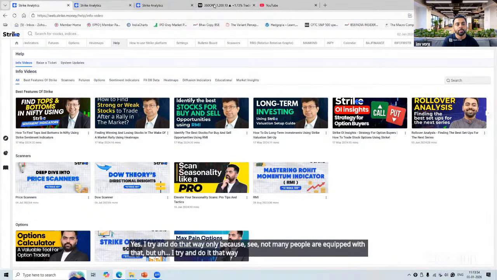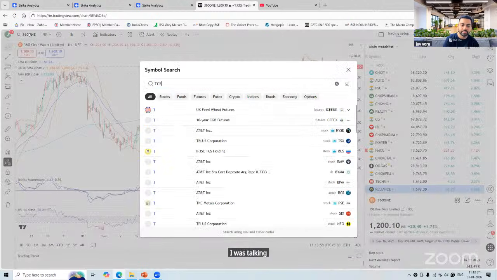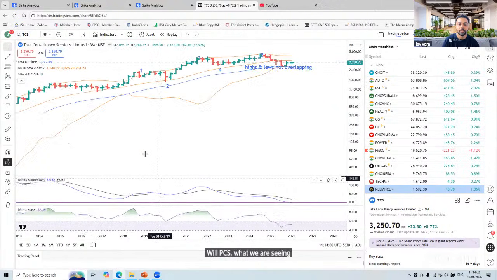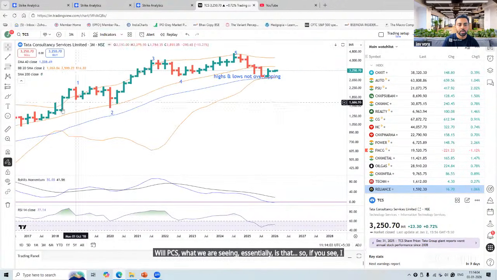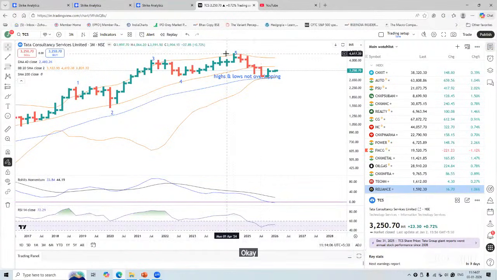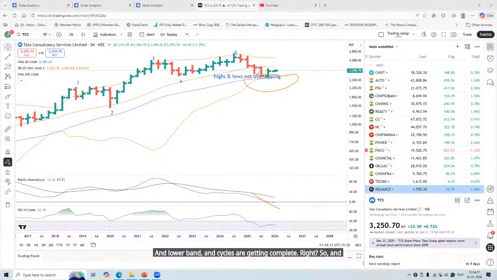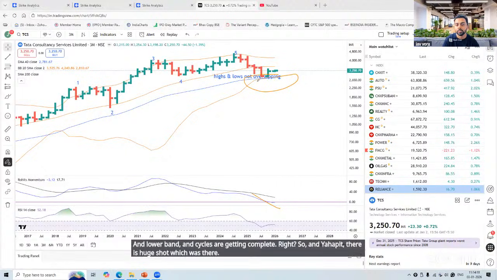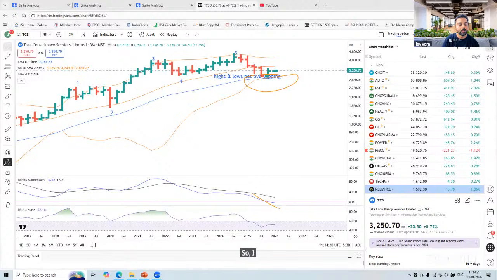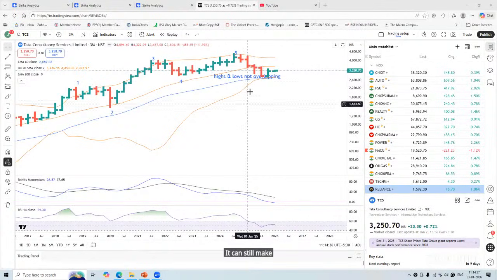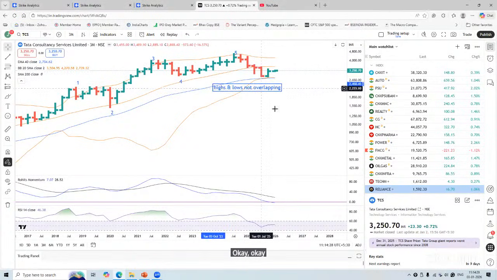So, say for example, I was talking about TCS and all those guys, right? So in TCS, what we are seeing essentially is that, so if you see, I had done a marking 1, 2, 3, 4, 5. And what we are seeing is that as the prices are coming to 40 and lower band and cycles are getting complete, right? And यहाँ पे there is huge short which was there. I am just assuming that even if this fall has to retrace, it can still make money for me.